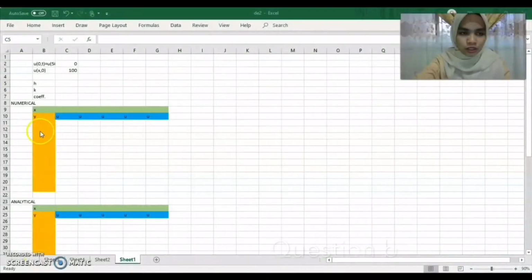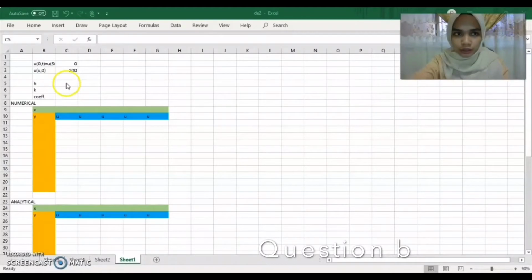For question B, using finite difference approximation, we have to approximate the distribution after half an hour. So we have to decide the values of h and k. Since the length of the rod is 50, I decide the value of h is 12.5, and since we have to approximate until half an hour, I decide the value of k is 3. The coefficient depends on the values of h and k, so we have to build a formula.